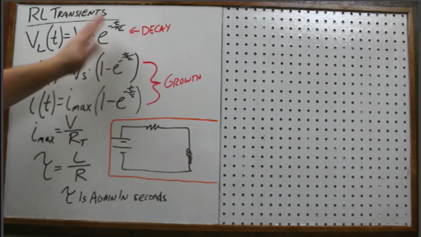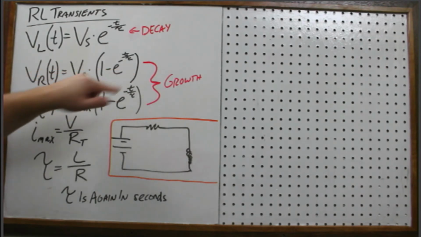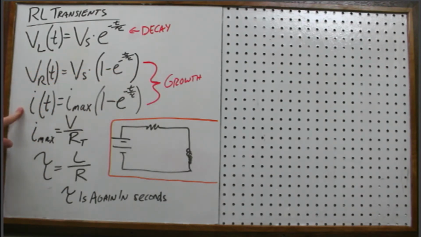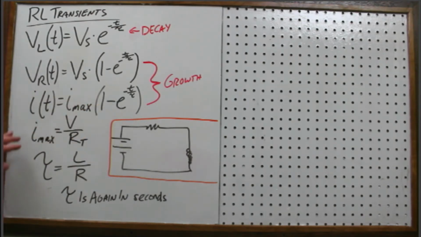This portion right here that's multiplied against is a decay function. So whatever the resistor does, the current is going to do as well, because they're always in phase with each other. So the voltage on the resistor is the source voltage times the growth part. The current at any point in time is I max times the growth portion, 1 minus e to the -t over tau. And I max, again, is voltage over the total resistance. And tau is L over R. Okay, and tau is, again, in seconds.